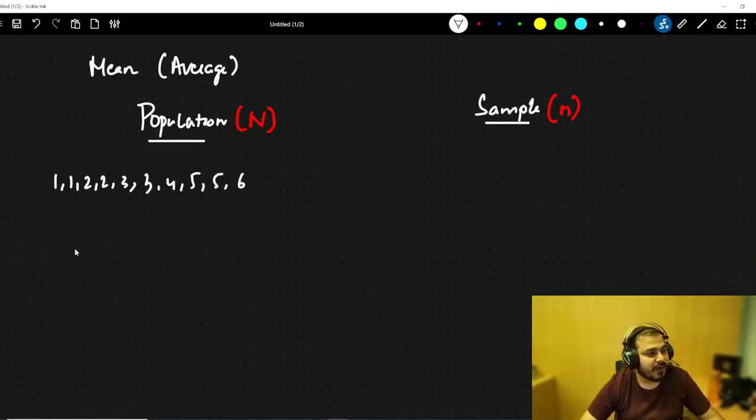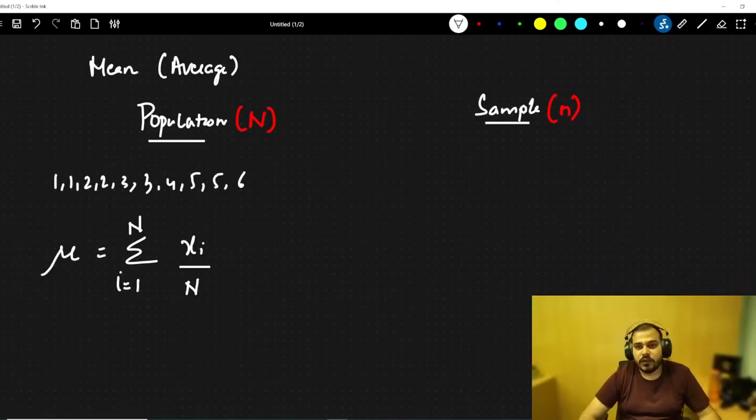So if I really want to find out the mean of this population, I can give it a symbol, which is mu. So I can write mu equals summation of i equals 1 to capital N, x of i, divided by N. I hope everybody is very much familiar with this. Don't worry, because we are going to discuss many things.